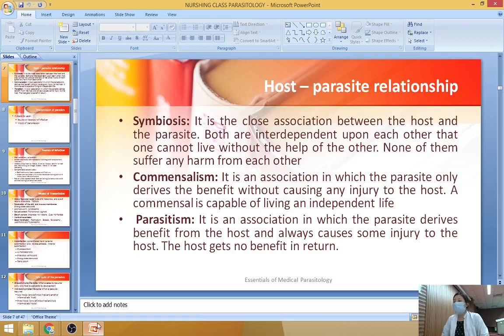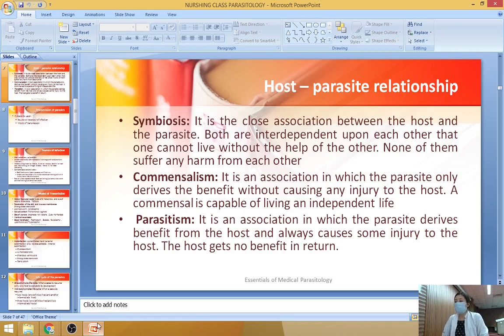By commensalism, it is the association in which the parasite only derives benefit without causing any injury to the host. This is called commensalism. By symbiosis, both the girl and the boy cannot live without each other. Commensalism means either the girl or the boy will benefit everything from the other. For example, the parasite is a girl and the boy is the host. The parasite will derive everything from the host. That is, the girl will derive all the benefit from the boy. This is called commensalism.